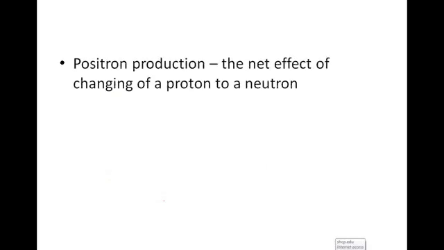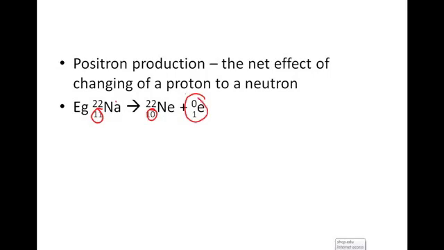Next we have positron production, and the net effect is changing a proton to a neutron. So it's the exact reverse. We start off with 11 protons here, and we end up with 10. This changes sodium to neon, and here is my positron particle.